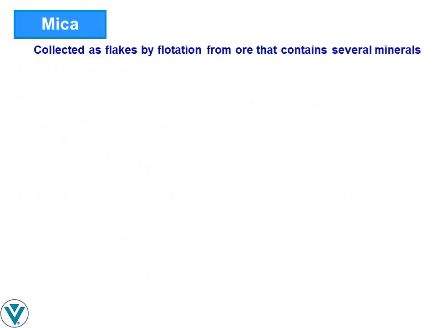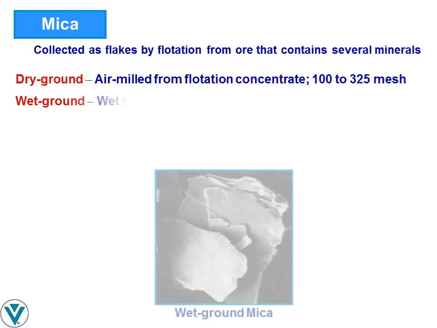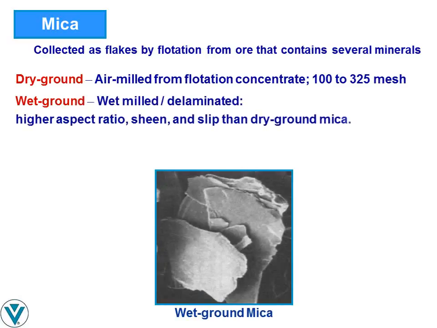Most filler-grade mica is first collected as flakes by flotation from ore that contains several minerals. Dry ground products are air milled from flotation concentrate that has been partially or completely dried. Wet ground products are ground in water using mills designed to delaminate the mica into flakes having a higher aspect ratio, sheen, and slip compared to dry ground mica. Micronized mica is dry ground to less than 20 or less than 10 micrometers in fluid energy mills using superheated steam.